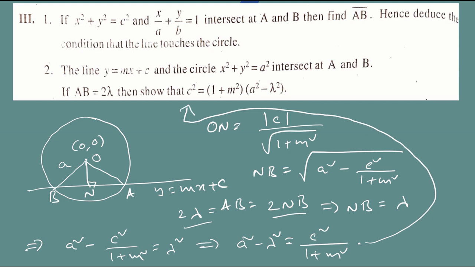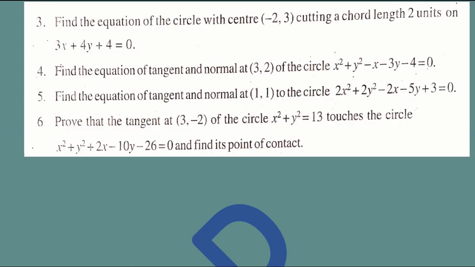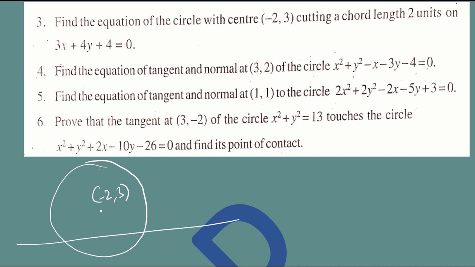Okay, let's move on to the next problem. Now look at this third problem. It is a similar thing once again. I have a circle having center at minus 2 comma 3. Now it is cutting a chord of length 2 units on the line. The line equation is 3x plus 4y plus 4 equal to 0. He said this length is 2 units.